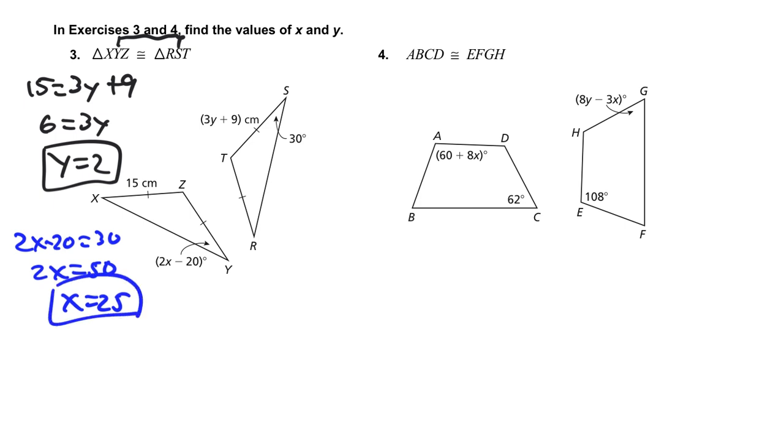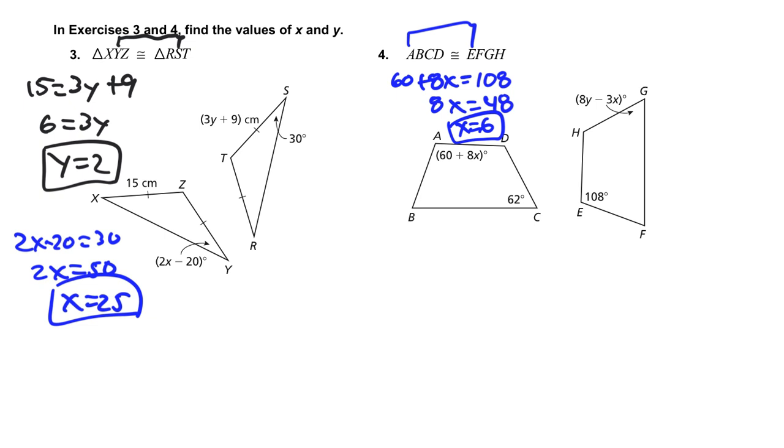Now, number four, which one's which? So let's see. A corresponds with E. So our 60 plus AX is equal to the 108. So go ahead and solve. We get AX equals 48. And then when you divide that by 8, you get X equals 6.